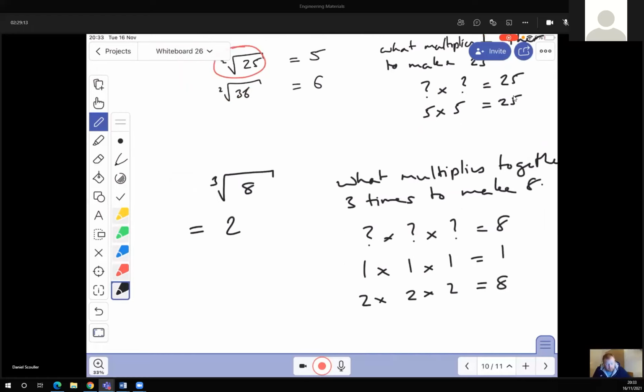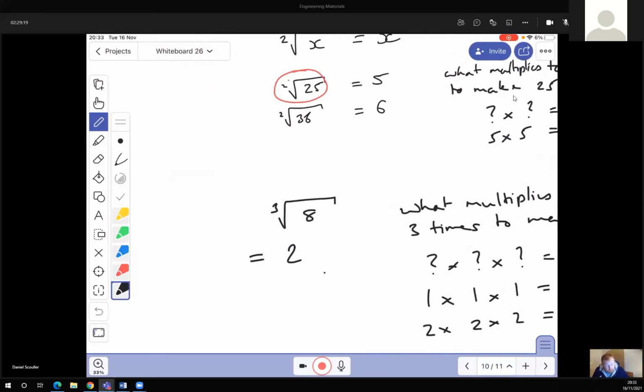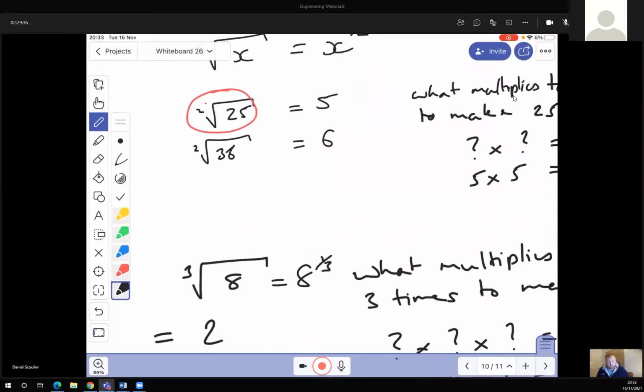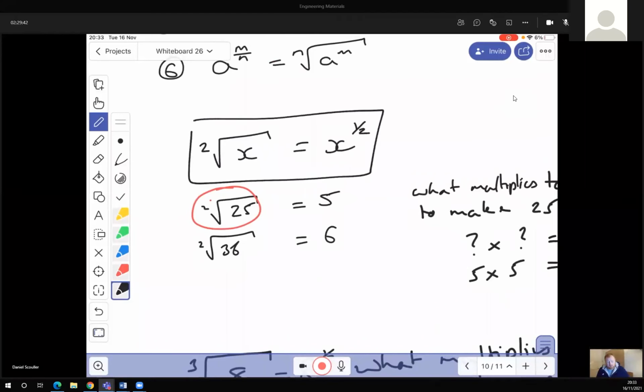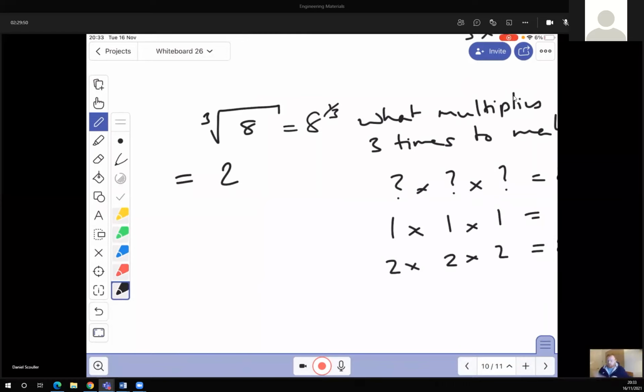If we look back at our rule, what we can show that as is 8 to the power of 1/3. So that might be shown as 8 to the power of 1/3. So you can show that in two formats, just like we took the normal root and said we could show that as x to the power of a half. So let's do another.